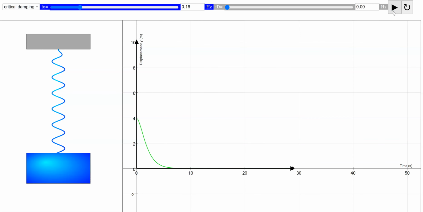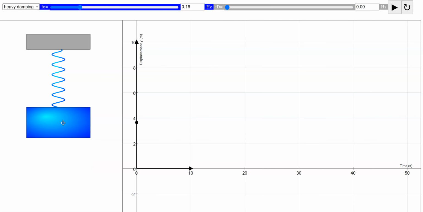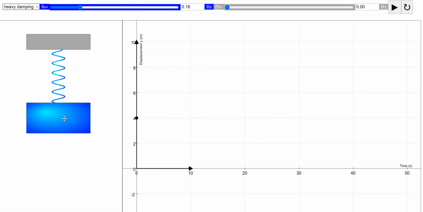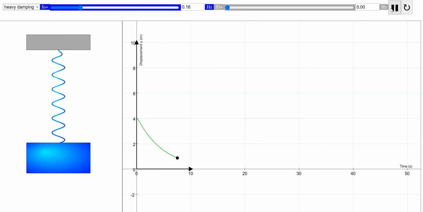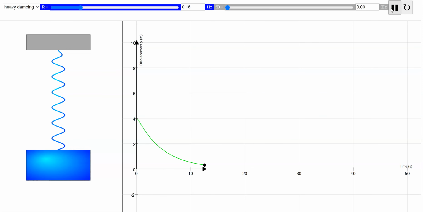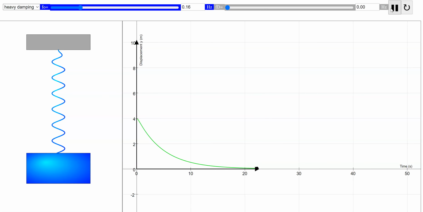Now I'm going to stop it and redo it with heavy damping, which is more than critical damping. The picture is not going to be very different. That's just for you to understand that there's almost no difference between critical and heavy damping. And heavy damped vibration is also going to just stop without making any oscillations.